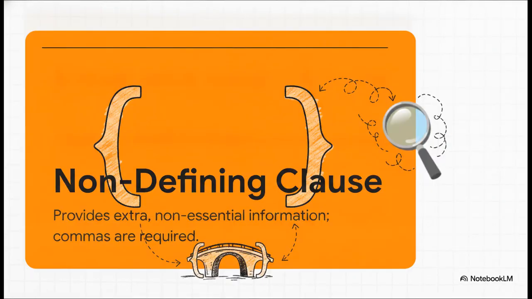In contrast, non-defining clauses give us bonus information. The sentence already makes perfect sense without it, but you, as the masterful writer, are choosing to inject some extra context. And because this is just extra information, the commas here actually act as structural load-bearing elements. Think of commas like a pair of handles that let you pick up the clause and literally lift it entirely out of the sentence. If the sentence still makes perfect sense when you lift that clause away, boom, you are looking at a non-defining clause.